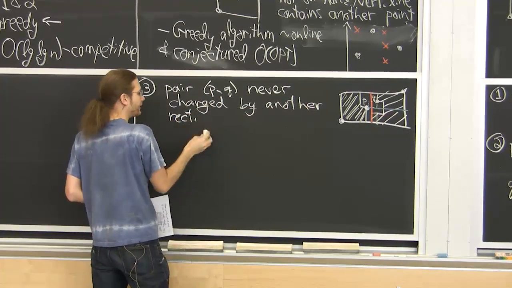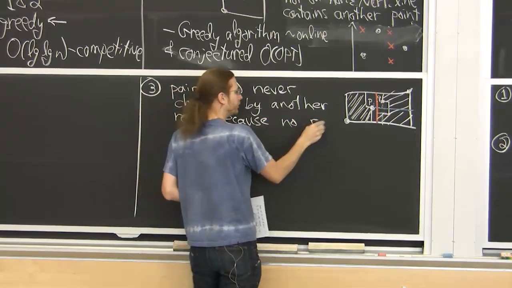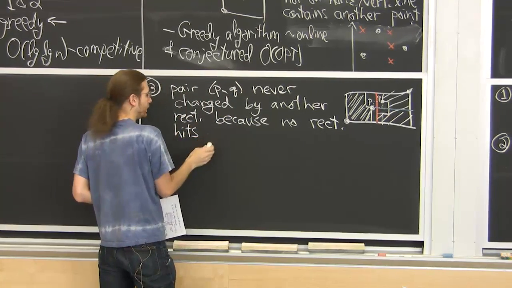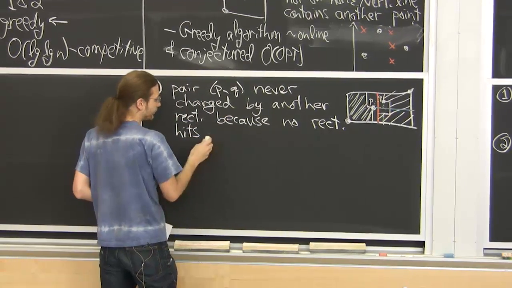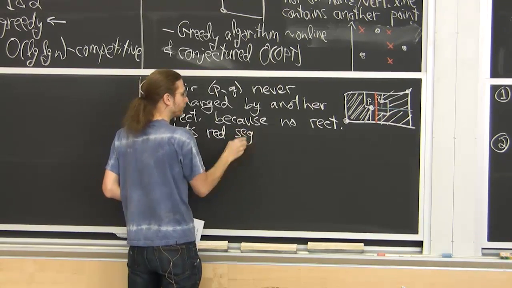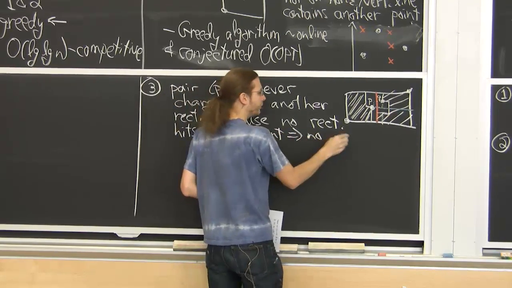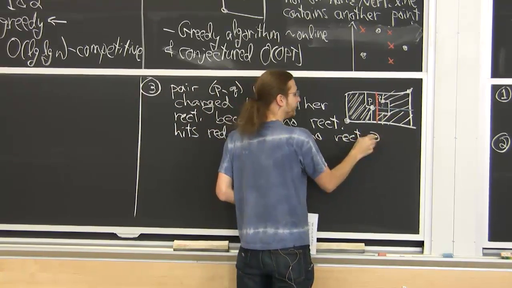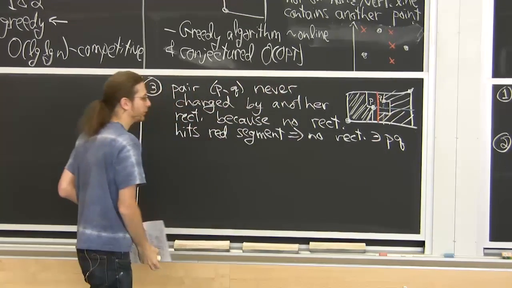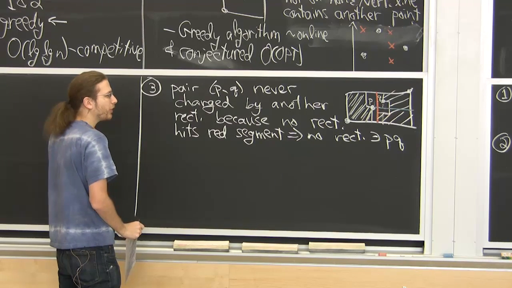never be charged by another rectangle because no rectangle hits the red thing. So no rectangle contains the segment PQ, the horizontal segment PQ. Okay, so this is almost what we want.